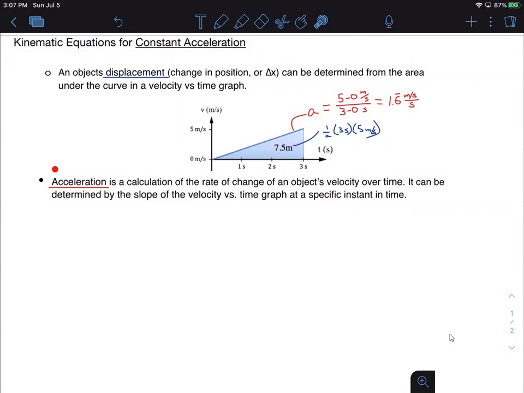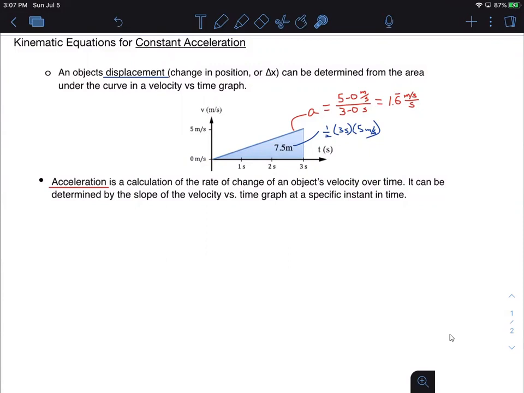The other idea here is acceleration. We've defined it as the rate of change of velocity, so that's the slope of the line on this graph. We can find that slope by doing rise over run. Since it's a linear graph here, we can just do rise divided by run. So 5 divided by 3, up 5 over 3, is 1.6 repeating meters per second per second.